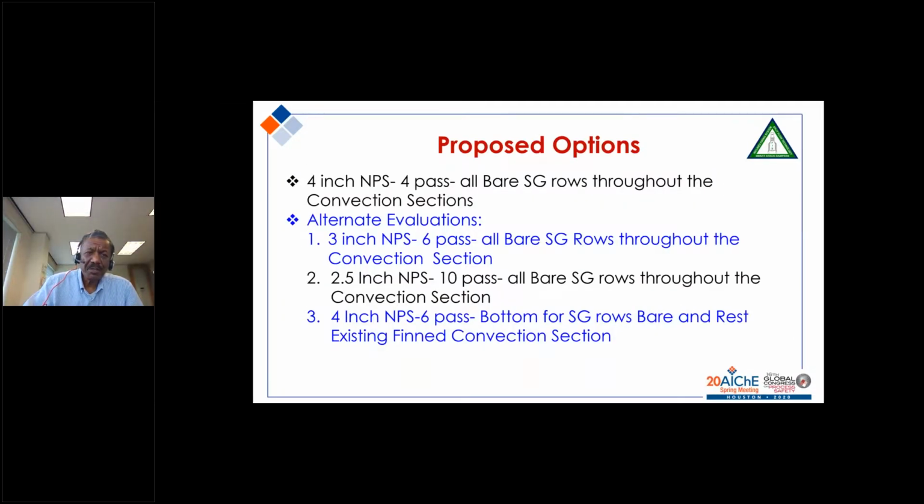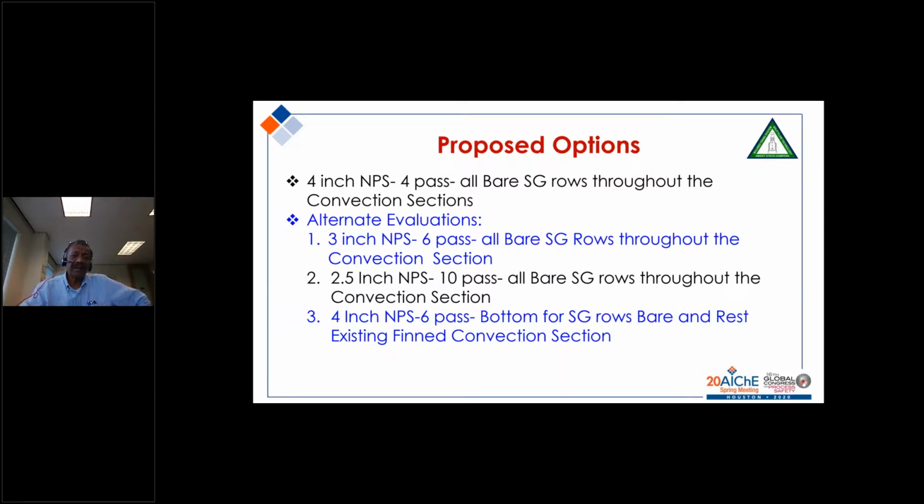And these were the proposed options we gave them. We said, hey, we can change all the tubes from 4-inch to 4-inch, but all bare tubes, steam generation rows throughout the convection section. Then the second option was 3-inch tube 6 pass, all bare rows, or 2.5-inch NPS 10 pass, all bare rows. So these were the 3 initial proposals we gave. And then what was happening was when we were using all bare rows, the steam generation was going down and the client did not like it.